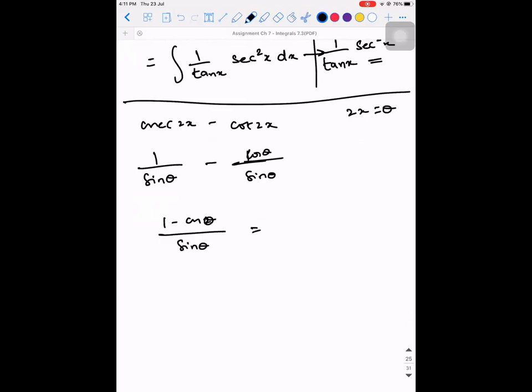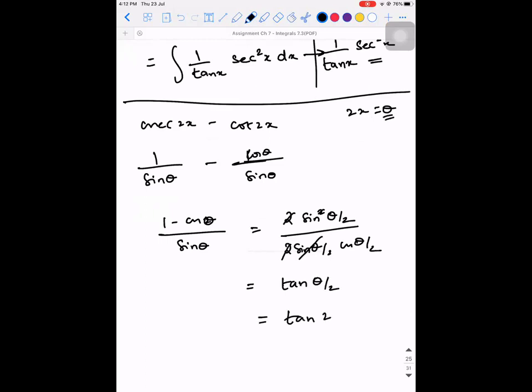So what is the formula for 1 minus cos theta? 2 sin square theta by 2. Sin theta can be written as 2 sin theta by 2 cos theta by 2. Cancel. So sin theta by 2 by cos theta by 2 is tan theta by 2, but theta is nothing but 2x. So tan 2x divided by 2 is tan x. Right? It's the same. Different ways of analyzing.